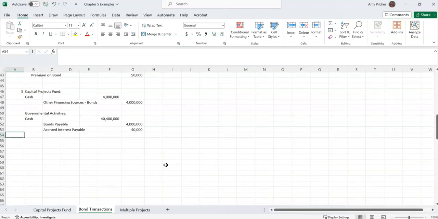In the next example, we're going to look at a capital fund that is set up for multiple projects.